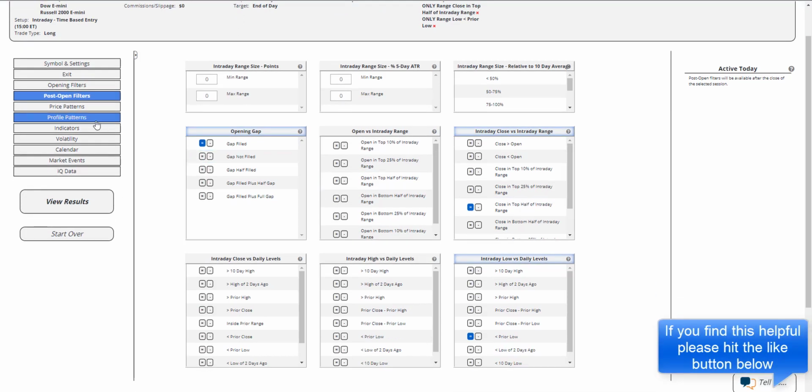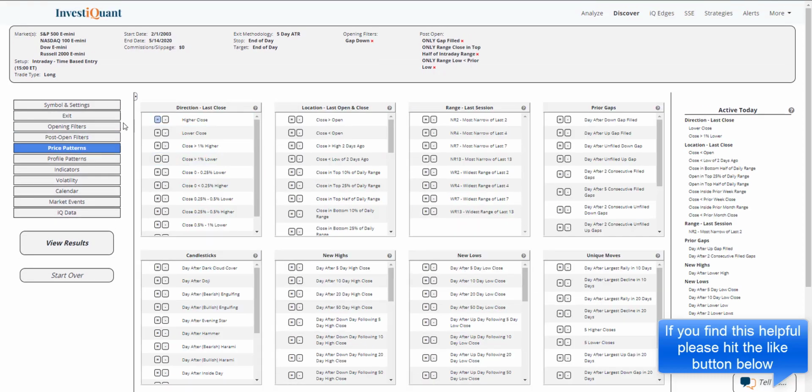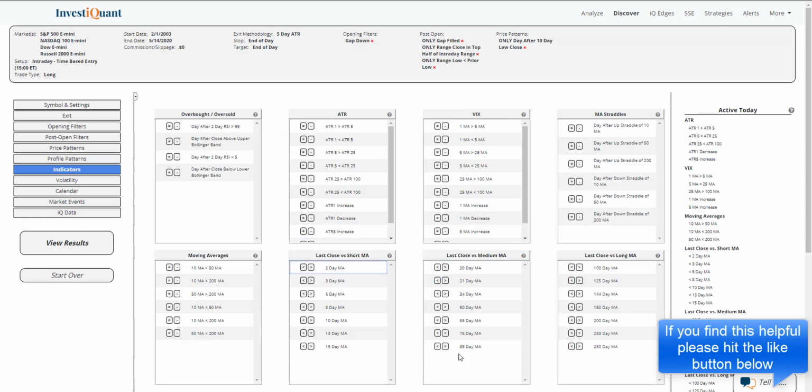We're currently trading right around the top quartile, but I'm going to use the top half just to get as many samples as possible. Then I'm going to go to the price patterns, and I'm going to add that 10-day low close so that we're looking at this after a move lower. And lastly, I am going to come down to the indicators library and add that it is below a 200-day moving average, and then run the results.